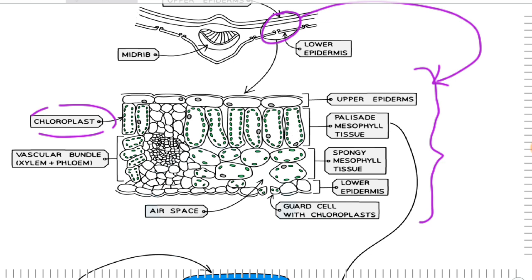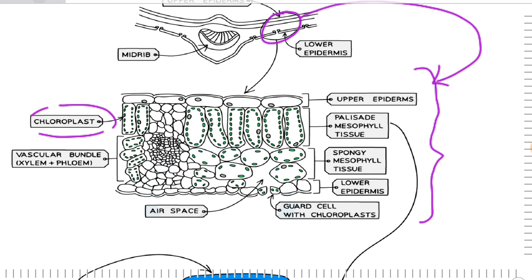And the other thing we notice here is that each one has numerous chloroplasts. In other words, there are many chloroplasts in each mesophyll cell. So that also enables the leaf to have maximum rate of photosynthesis.